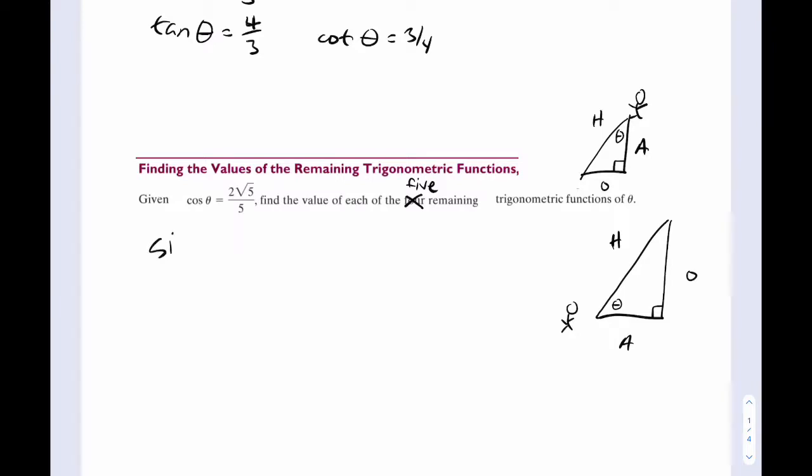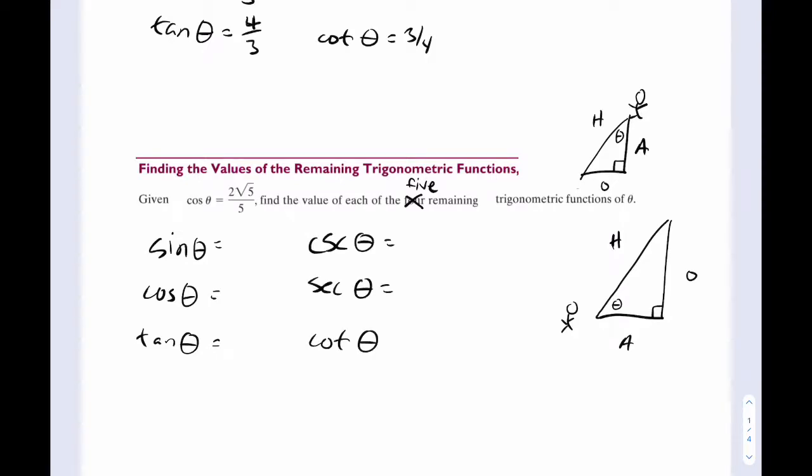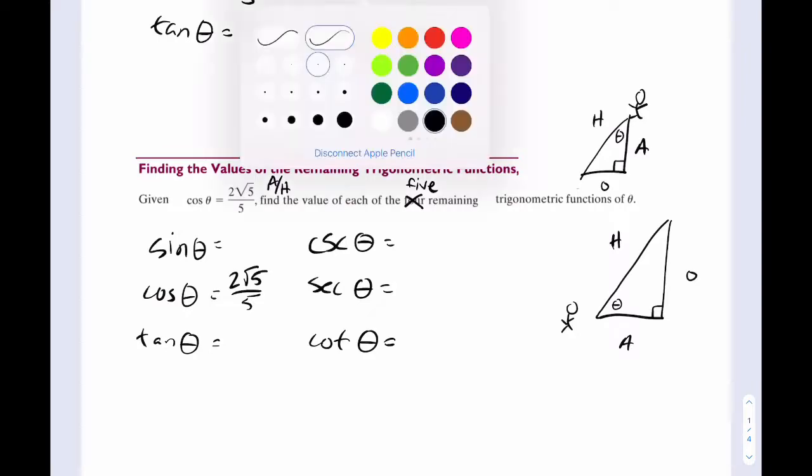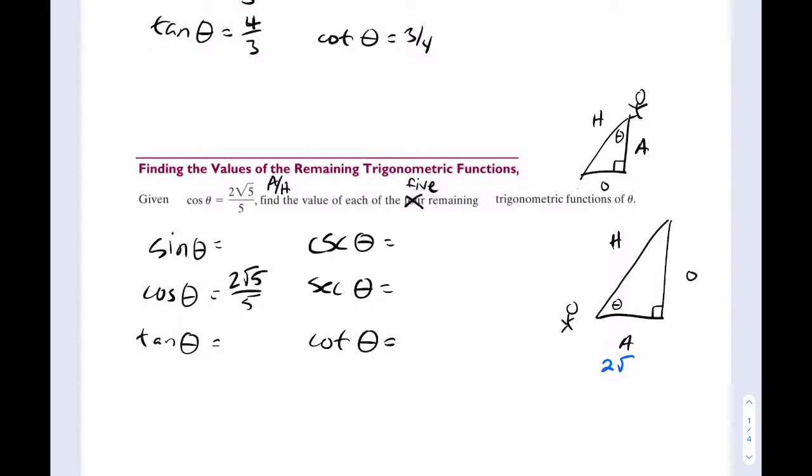To start, I'm just going to write out sine, cosine, tan, and cosecant, secant, and cotangent. And fill in what we know. This is 2 root 5 over 5. Now, all we got to do is work backwards. If we know cosine is A over H, let's just fill that in. A must be 2 root 5, H must be 5.